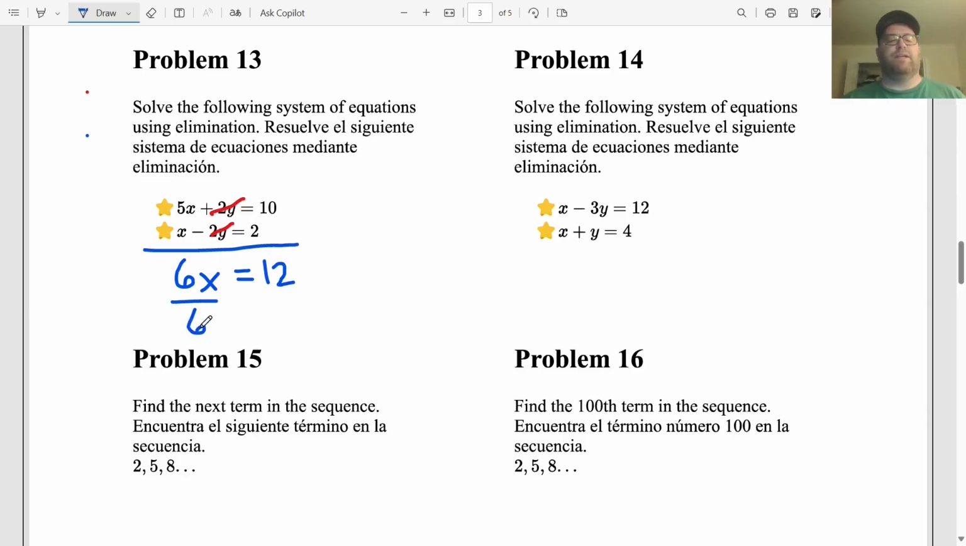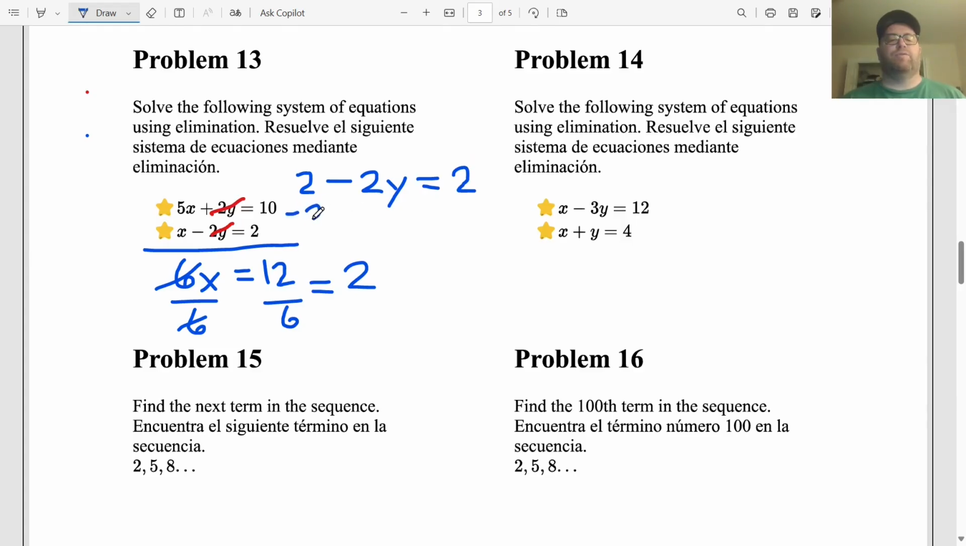We'll divide by 6. 6 divided by 6 is 1. So we get x equals 12 divided by 6, which is 2. So the x value is 2. Now we got to solve for y. So let's plug into this bottom equation here. We can say 2 minus 2y equals 2.